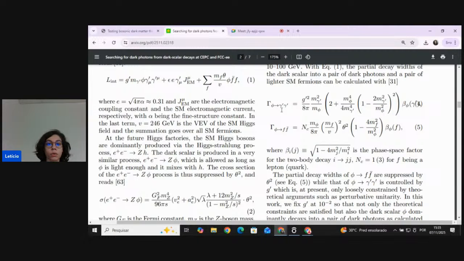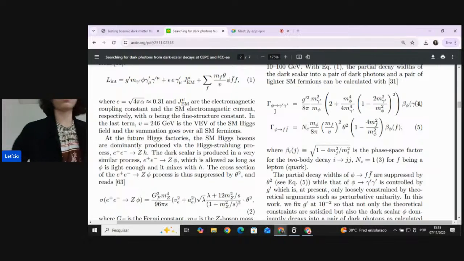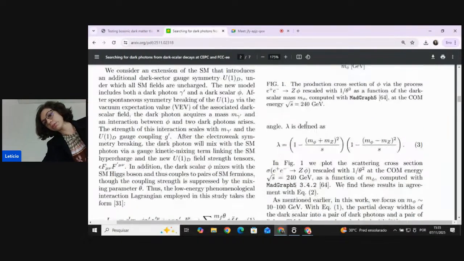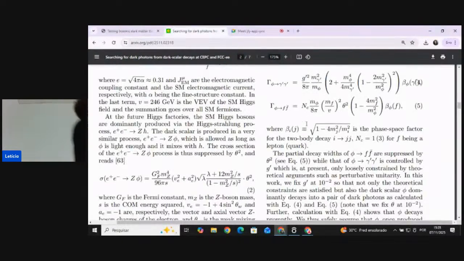And then because this dark scalar decays promptly, let me put it on the board because they just put the Feynman diagram separated. So I have here the plus and minus for Z, and then Z.